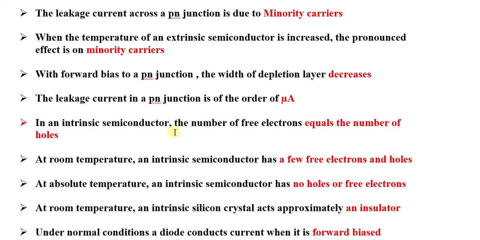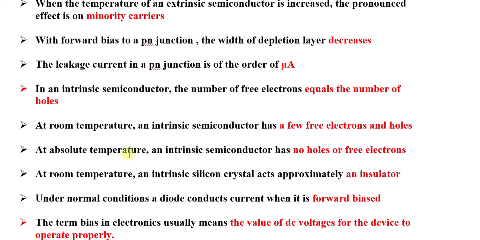In an intrinsic semiconductor, meaning a pure semiconductor, the number of free electrons equals the number of holes. This is an important point to remember: in intrinsic, nothing external is applied, so the number of electrons equals the number of holes. At room temperature, an intrinsic semiconductor has a few electrons and holes. At absolute zero temperature, an intrinsic semiconductor has no holes or free electrons. This is also an important point to remember. At room temperature, an intrinsic silicon crystal acts approximately as an insulator.